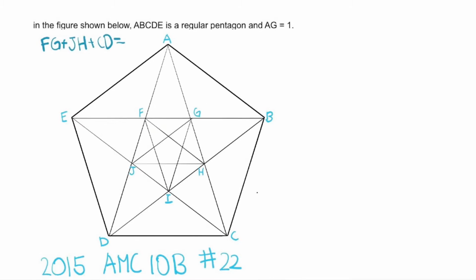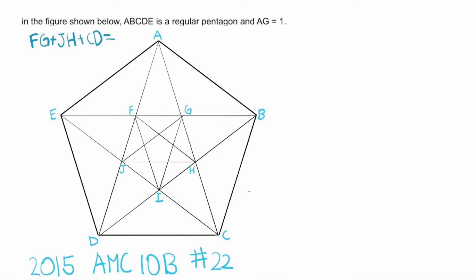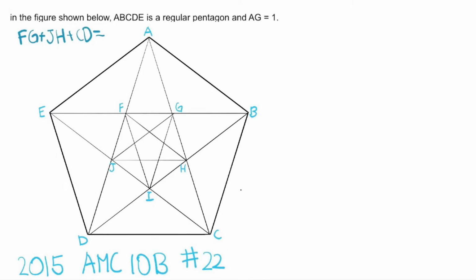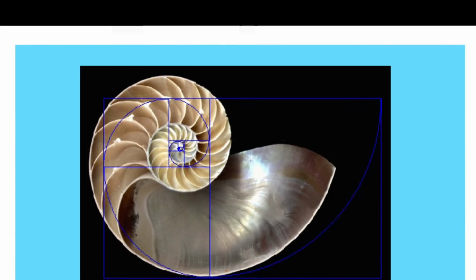So today we're going to be looking at the 2015 AMC 10B's number 22. Here we have a regular pentagon, AG equals 1, and we have FG plus JH plus DC. That's what we're trying to find. So we're going to need to use something called the golden ratio.